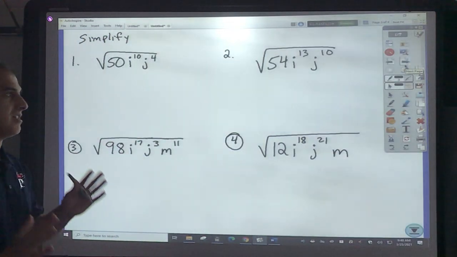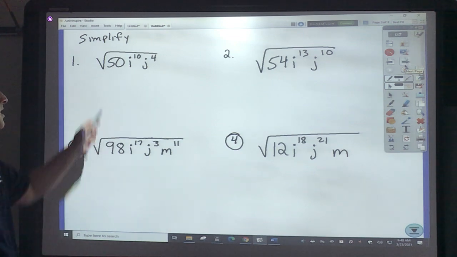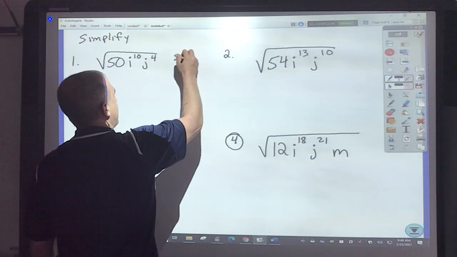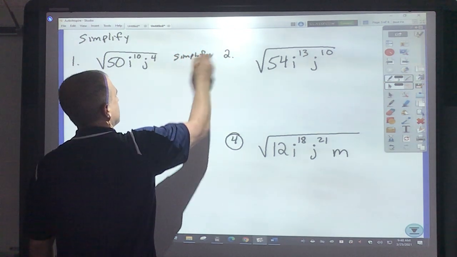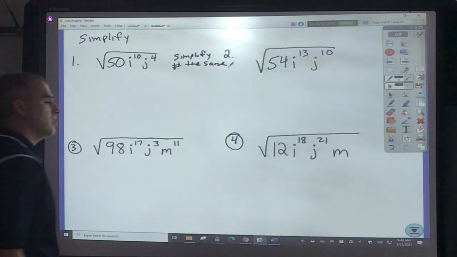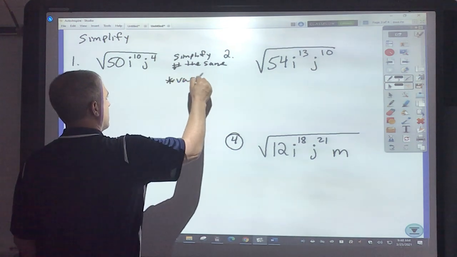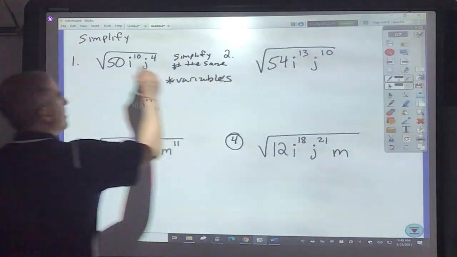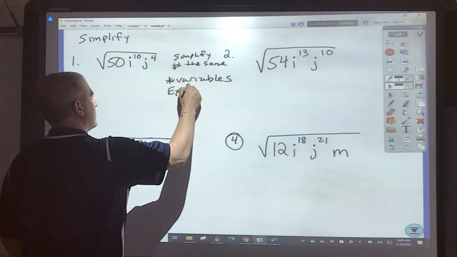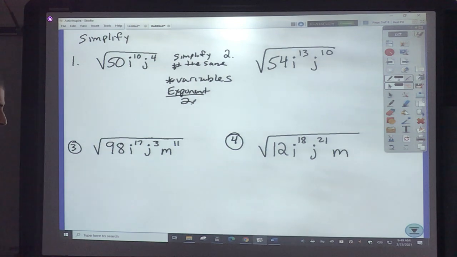Now, we're gonna talk about letters. Now, here's what you basically do with the letters, okay? We reduce the number the same, okay? So we simplify the number the same. Nothing different there, okay? With the variables, okay? Since we're working with square roots, we are going to divide the exponent by 2, okay? All right?